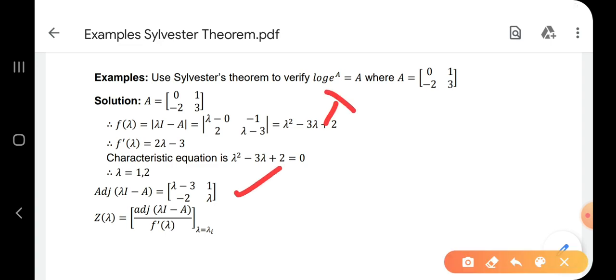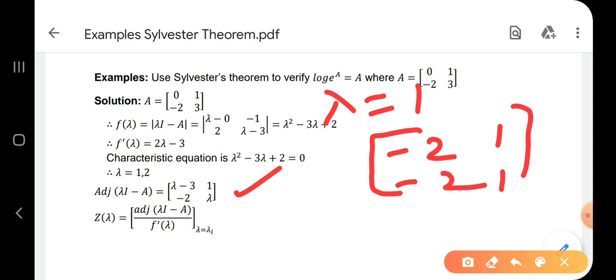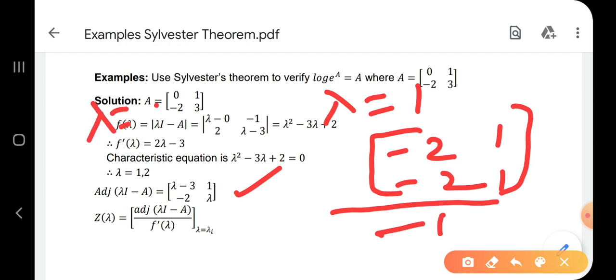Correct? First value for lambda equal to 1. What I get? Adjoint of matrix minus 2, 1, minus 2, 1. Understood? Okay. Divided by f dash of 1. What is value of f dash of 1? I think it is minus 1. Value of f dash of 1. Yes, it is minus 1. So minus 1 into this. For lambda equal to 1, this is your z of 1.